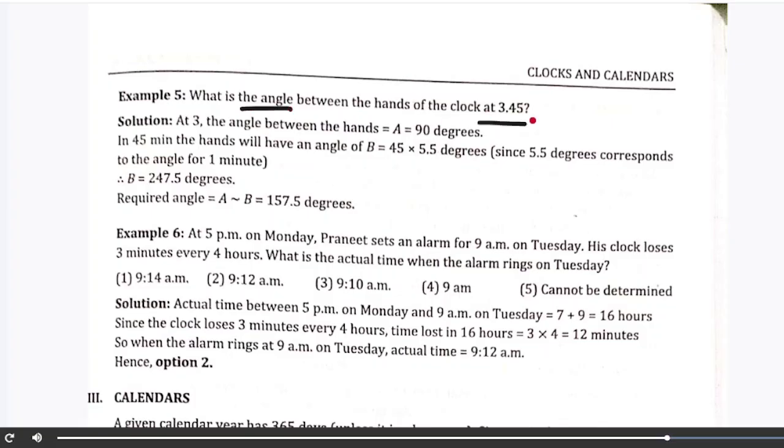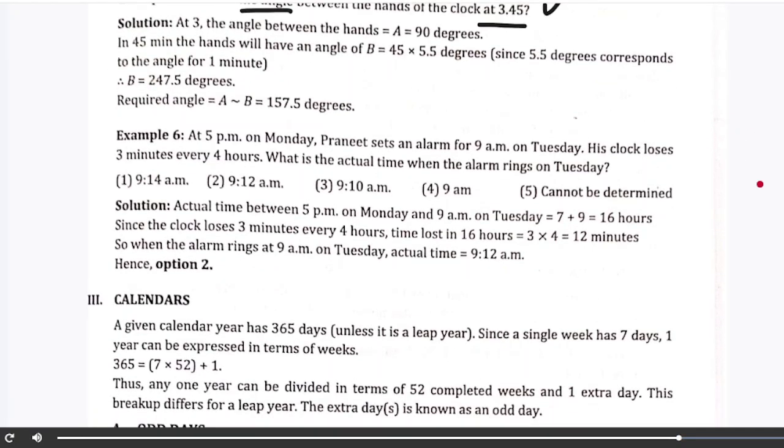Then they say, what is the angle between the hands of a clock at 3:45? Again, put H as 3, put minute as 45, find out the theta. These questions you can try right now. I'll do the last example for you guys to make it clear, and then we'll start calendar after this.